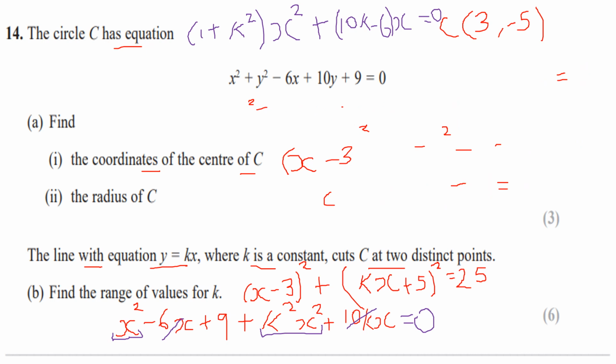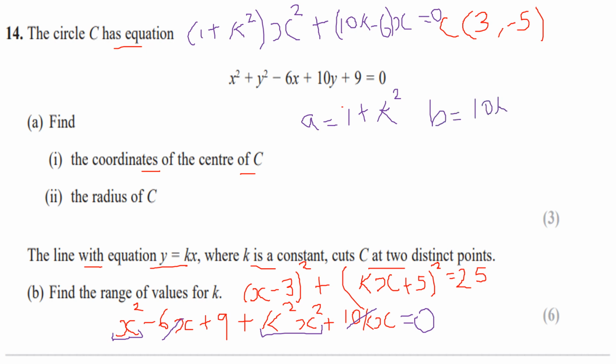Okay, so now I'm going to label A, B, and C. A is equal to 1 plus k squared, that's the coefficient of x squared in my quadratic formula. B is equal to 10k minus 6, and C is equal to 0. So that makes it obviously a bit easier, because I'm going to have b squared minus 4ac.